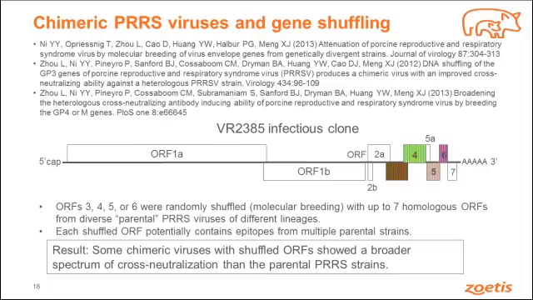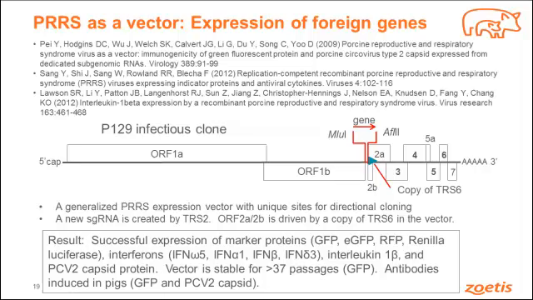Some of them were viable and grew well, and some of those showed a broader cross-neutralization spectrum than the parents did. So there's a good step toward a different way of getting better cross-reaction. And this is my last example. We're back to P129 virus.